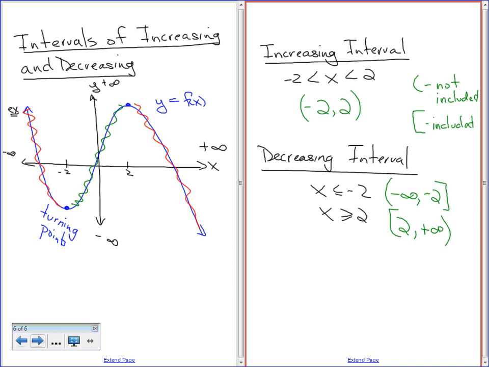You can't include it in both, so you have to choose one. I could have put it up here, but if I put it up here, I shouldn't put it down here. It just has to be included in one of them. Okay? Any questions on that?